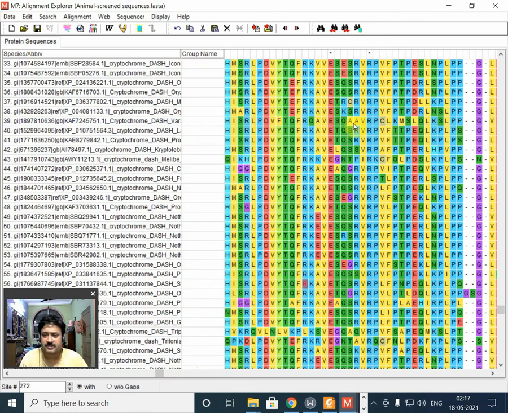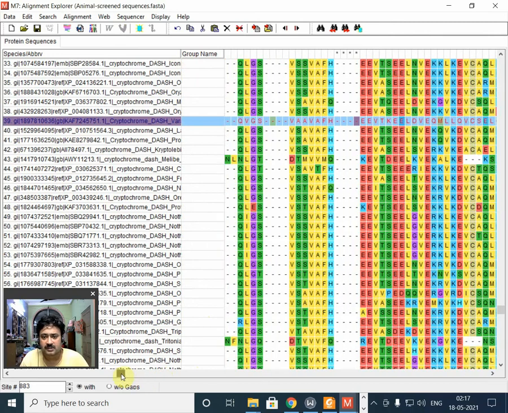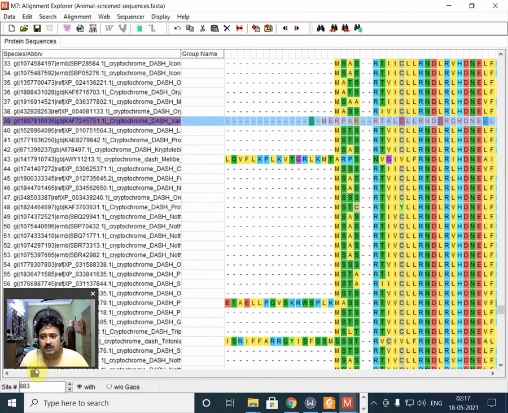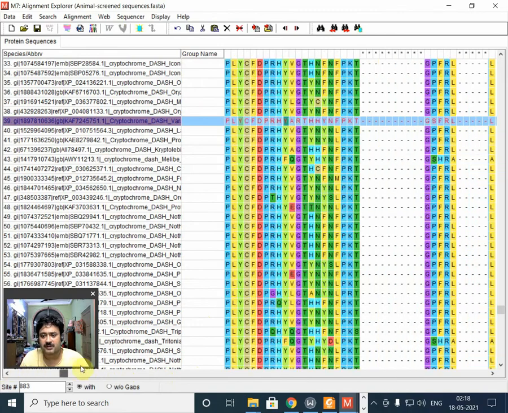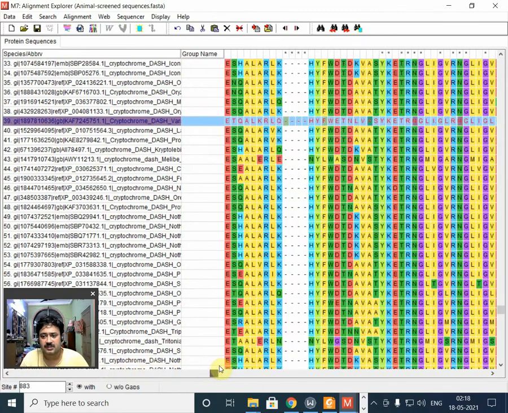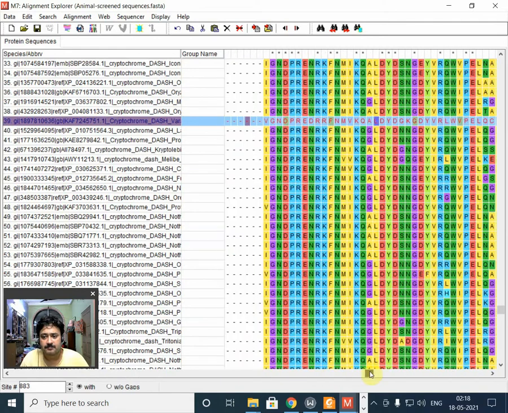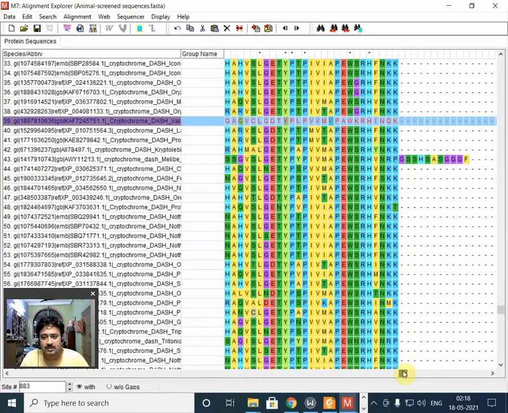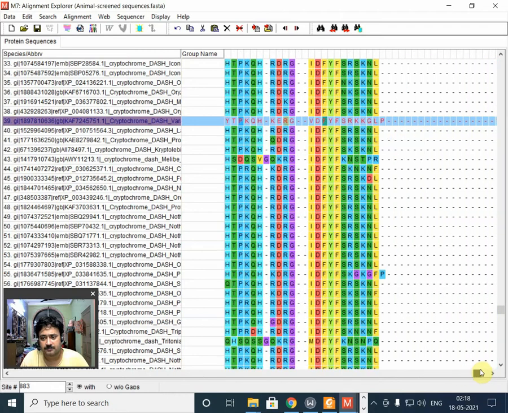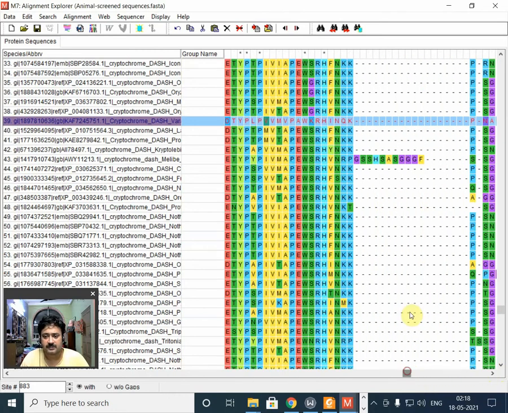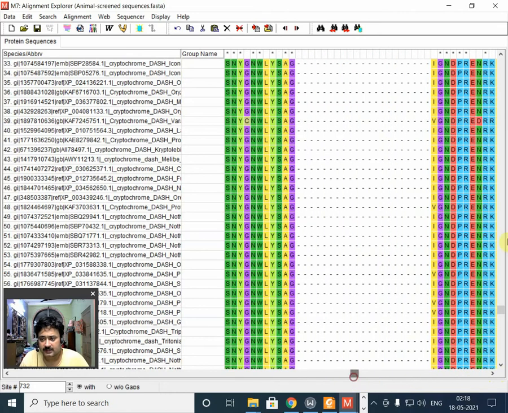Some of the sequences are the same, some are different. And what about 39? What about the rest of the length? This is somewhat different and somewhat the same. So for now, let's keep this, and then we go.